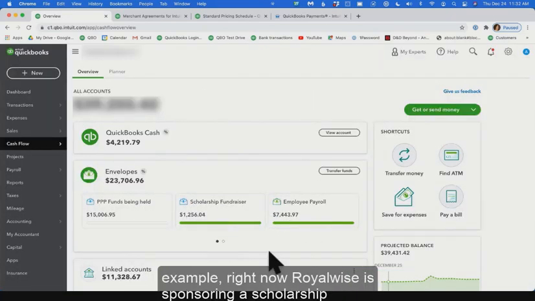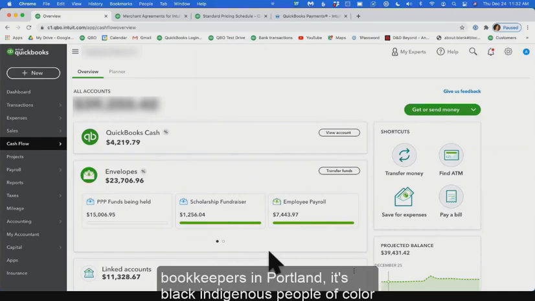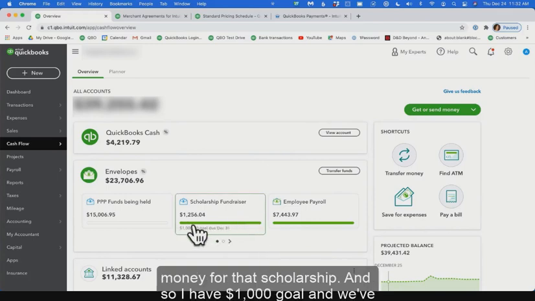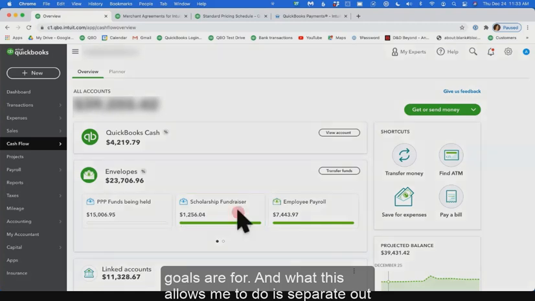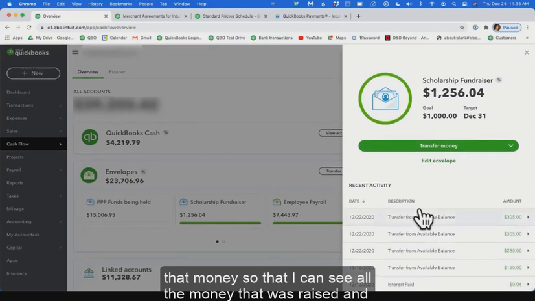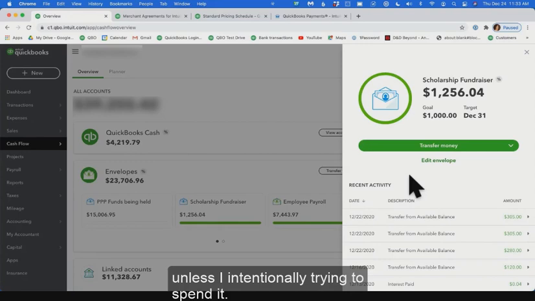So, for example, right now, Royalwise is sponsoring a scholarship fundraiser drive to create a scholarship account for BIPOC bookkeepers in Portland. It's Black, Indigenous people of color, to give them access to the Woodard Alliance. And so I'm holding money for that scholarship. And so I had a $1,000 goal and we've already met our goal. And so that's what the dates and the goals are for. And what this allows me to do is separate out that money so that I can see all the money that was raised and set it aside so that there's no way I can possibly spend it unless I intentionally am trying to spend it.